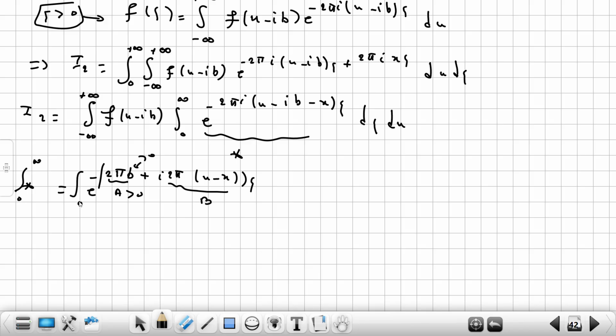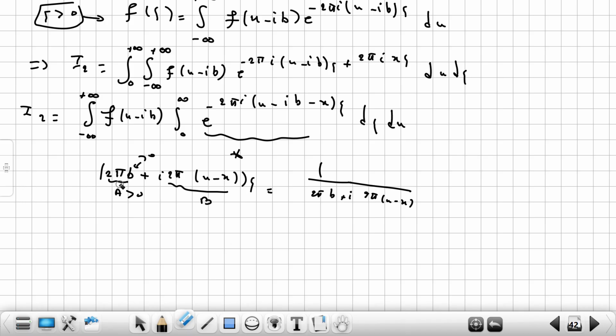So the integral from 0 to infinity over star, using the lemma we introduced in the first part of the proof, is equal to 1 over a plus ib, 1 over a, which is 2 pi b, plus i 2 pi times (u minus x).